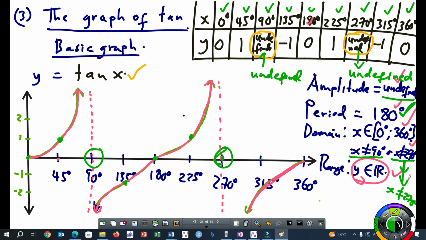Okay? So at x, if you write your domain and you don't state that x is not 90 and x is not equal to 270, it means your answer will be incorrect. Then your range is y is an element of real numbers, because there is no amplitude. So your range is going to be all the values of y from minus infinity up to positive infinity. So when you write the range for the tan graph, it's y is an element of real numbers. Those properties are applicable to any tan graph in this grade.